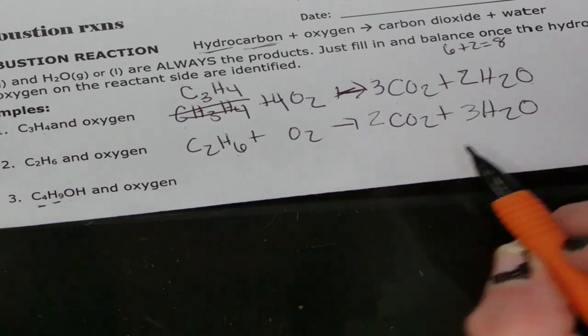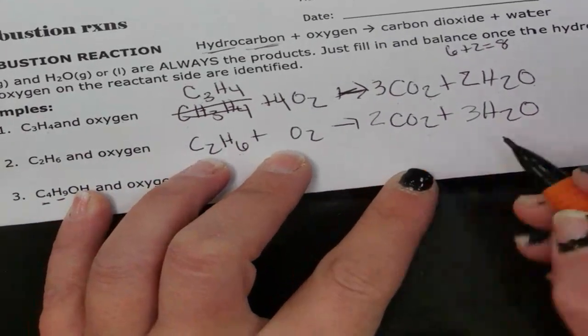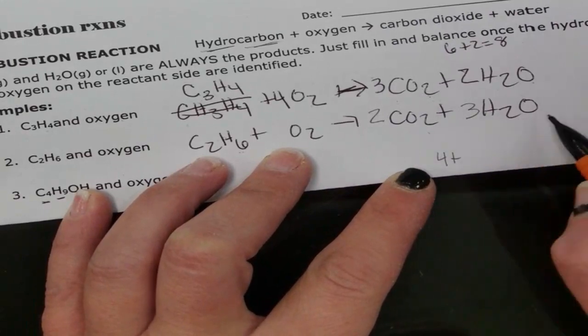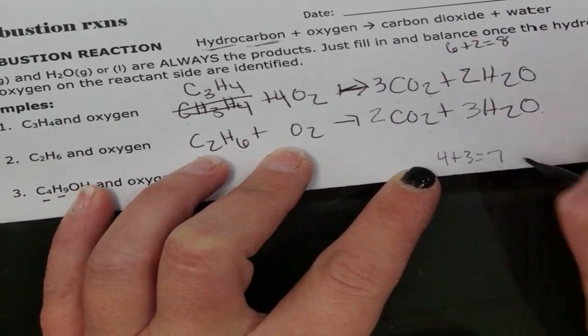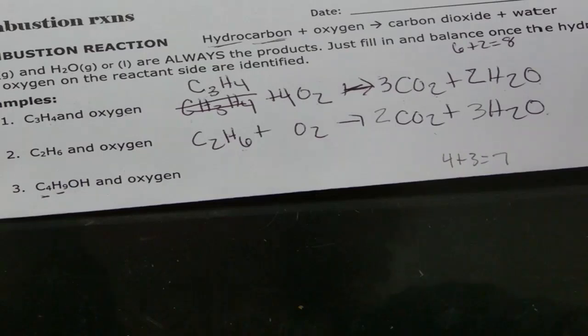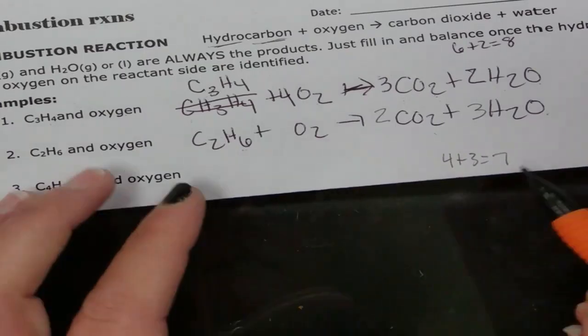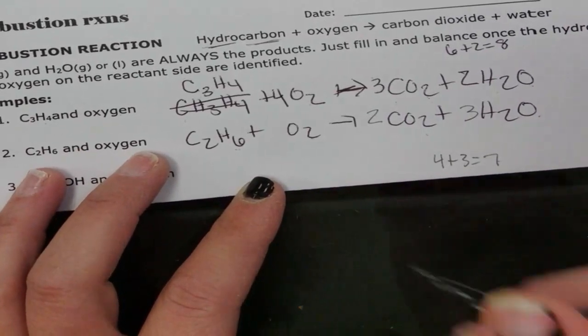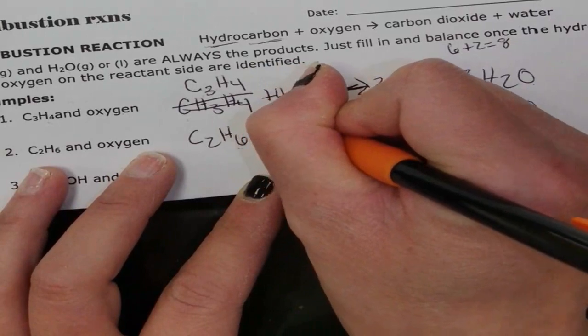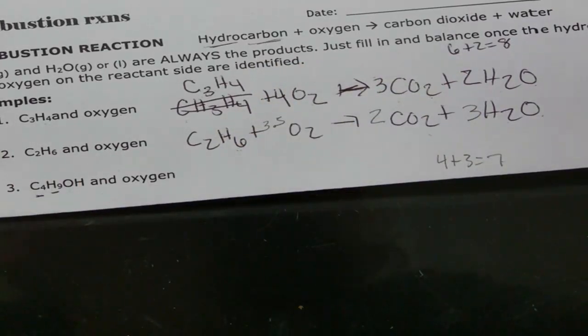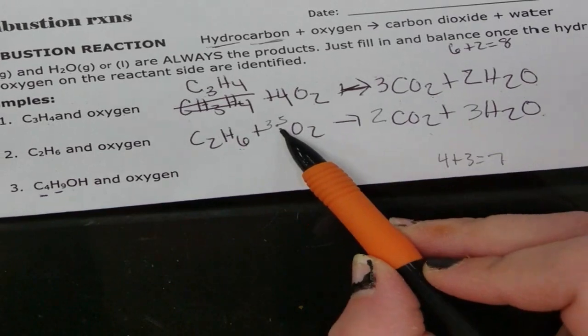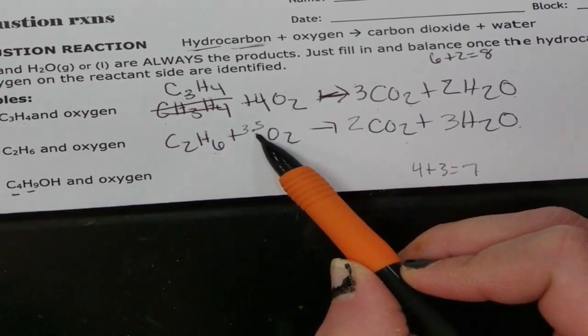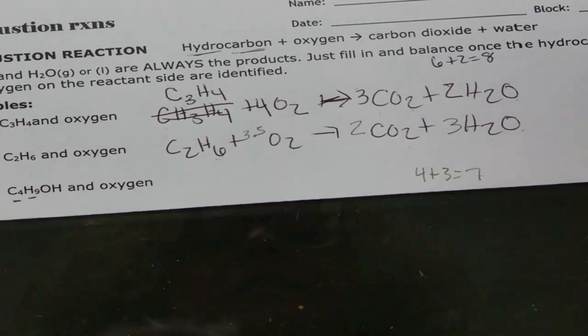Now let's look at my oxygens. On the product side, 2 times 2 is 4, plus 1 times 3 is 3. I have 7 oxygens. So here's where it gets a little tricky. What times 2 is 7? 3 and a half. 3 and a half times 2 is 7. However, can I have half of an oxygen atom? And if you answered no, then that is correct. You cannot have a half. So what am I going to do?